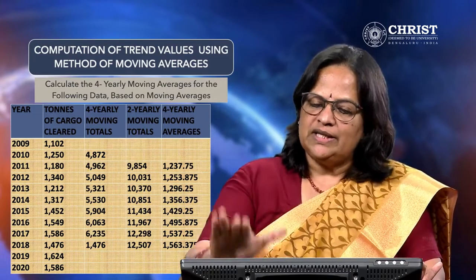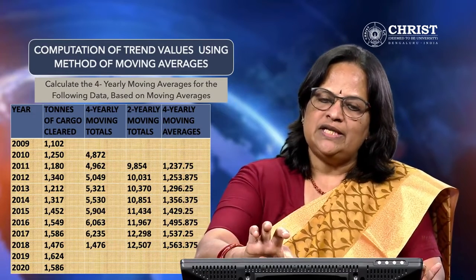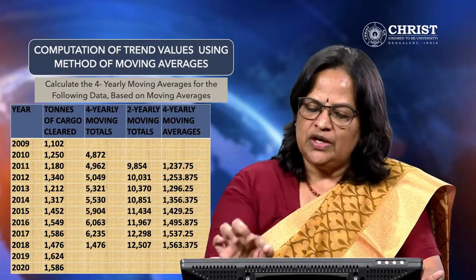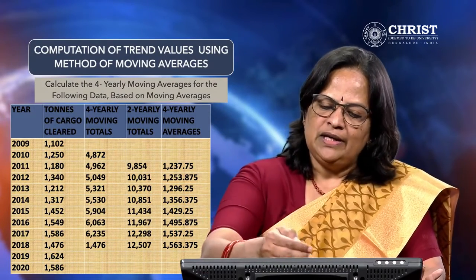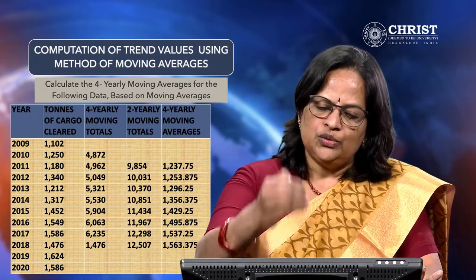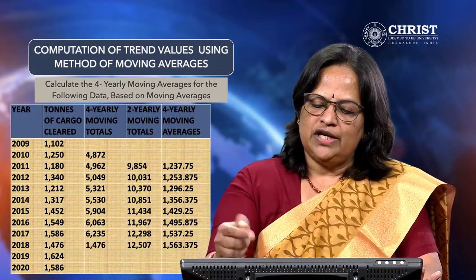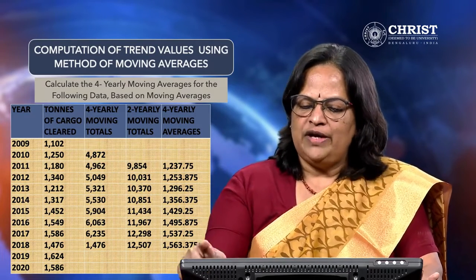4962. Now the next thing is the 2 yearly moving total. That meaning this 4872 plus 4962. This you have to write against the third year. The next 2-year total will be: leave 4872, take the total of 4962 and 5049. That is 10,031.